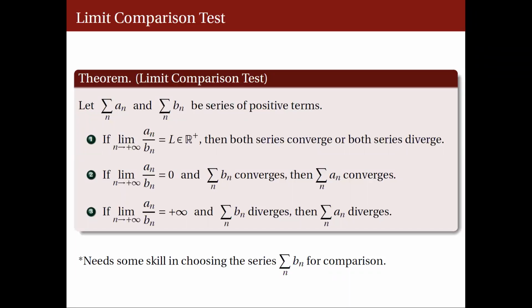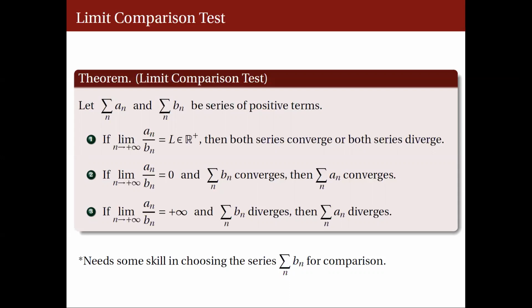As written in the theorem, we require the series of a sub n and the series of b sub n to be series of positive terms. Let's look at the three cases that may happen. The first case tells us that if the limit as n goes to infinity of a sub n over b sub n is equal to L, a positive real number, then both series summation of a sub n and summation of b sub n converge, or both series diverge.